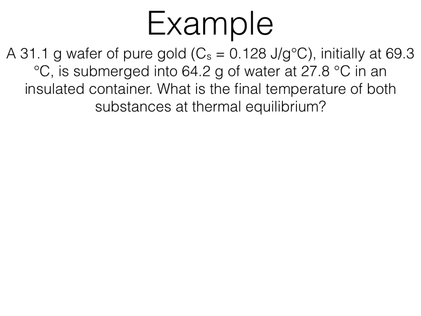So how do we use this? Let's do an example. We have a 31.1 gram wafer of pure gold, initially at 69.3 degrees C, and we dunk it into 64.2 grams of water at 27.8 degrees C in an insulated container. And we want to know what the final temperature of both substances is at thermal equilibrium.